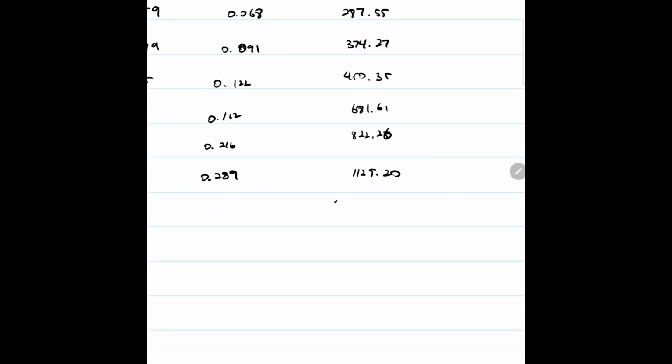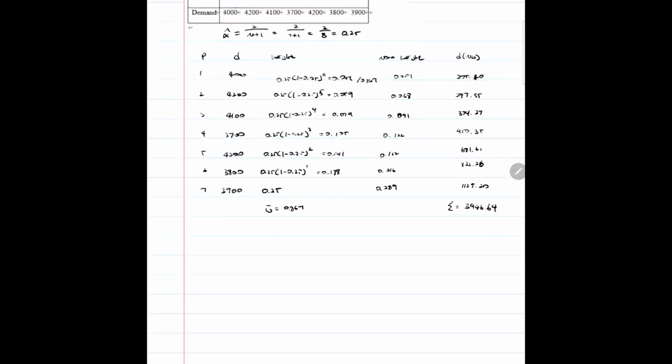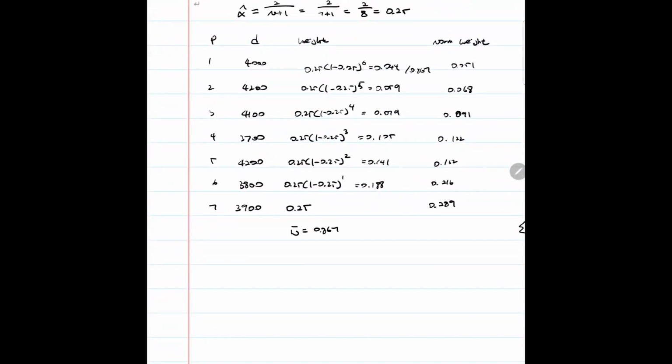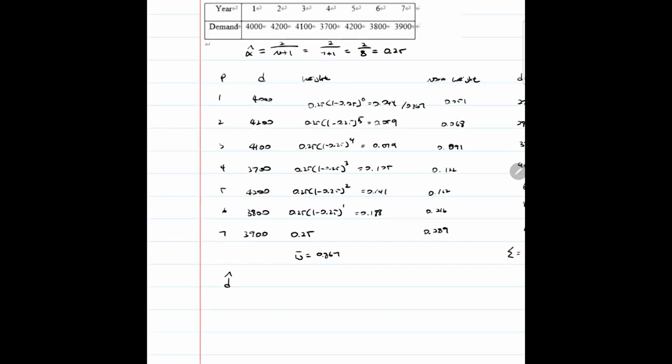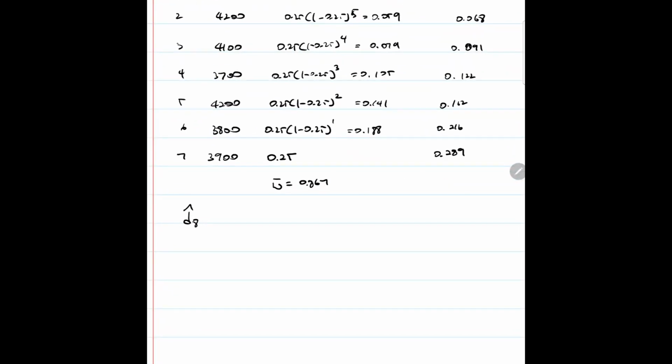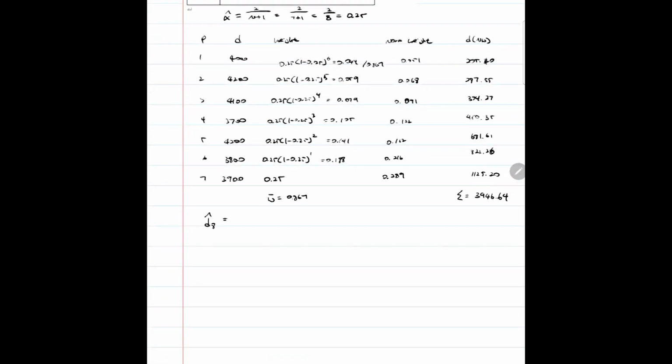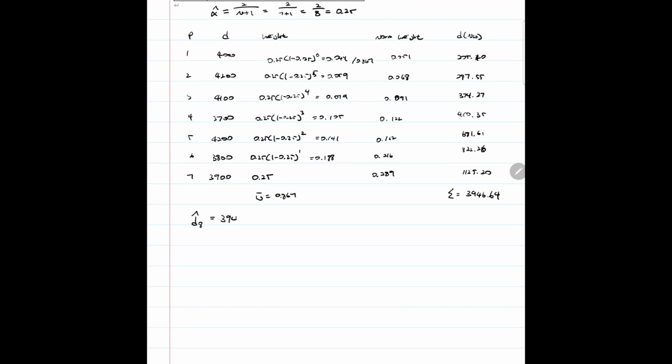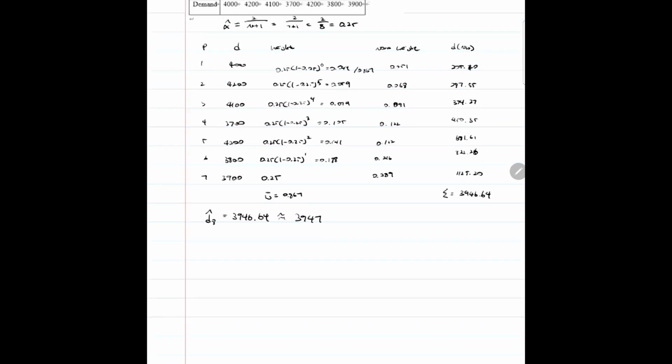Okay, we're gonna sum everything up, which came up 3946.64. So expected demand D hat on period 8, right? It's going to be 3946.64. We can round it up to 39.47.